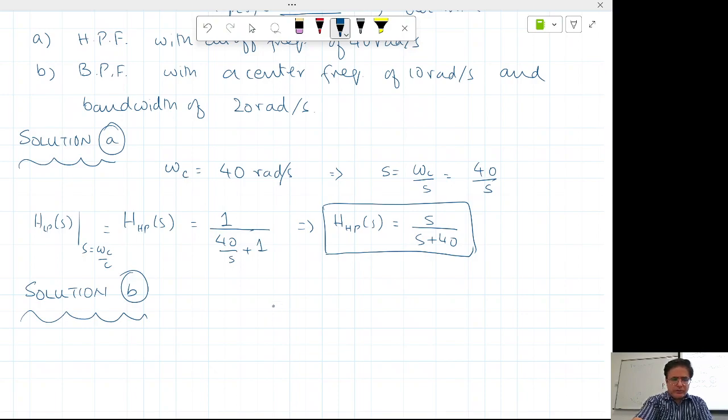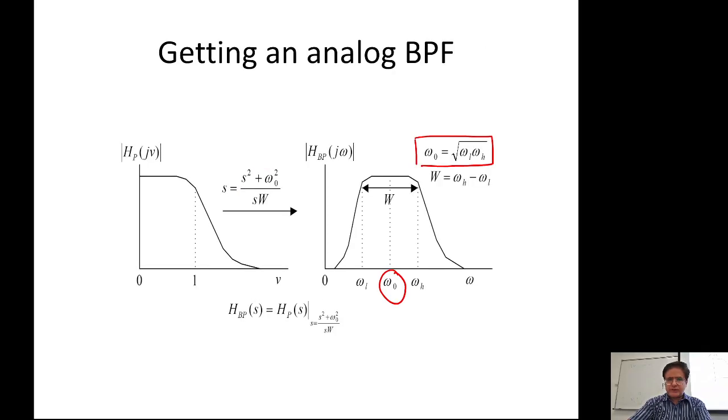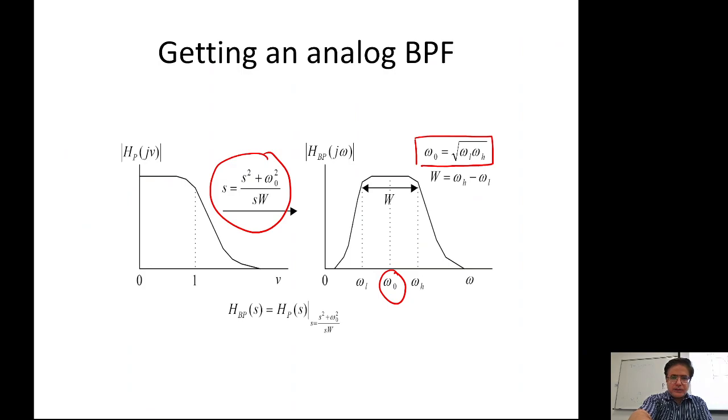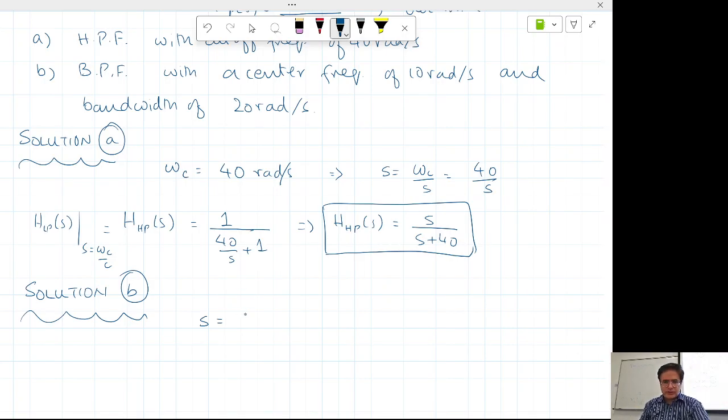Now, for a band pass filter, the transformation looks like this. We just replace S with S squared plus omega naught squared over SW, where omega naught is the center frequency and W is the bandwidth, right? So for the transformation, we need to replace S with S squared plus omega naught squared over SW.